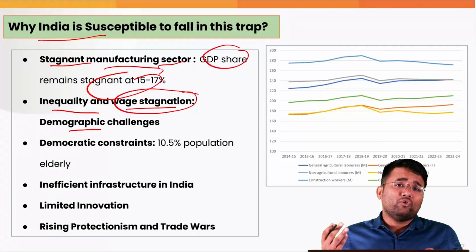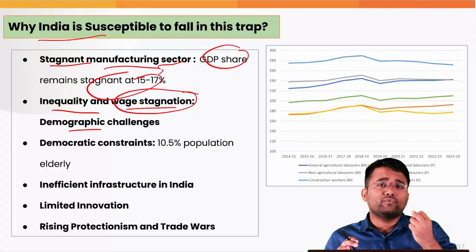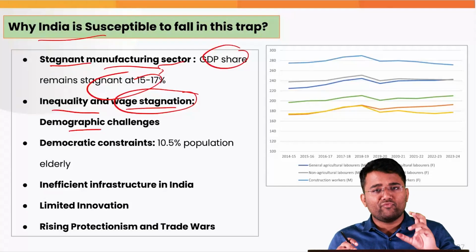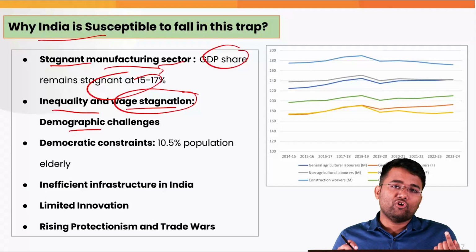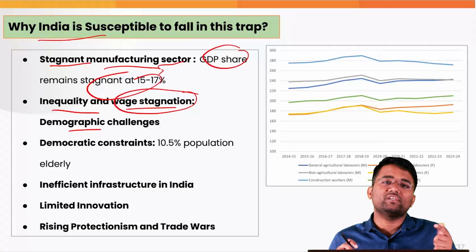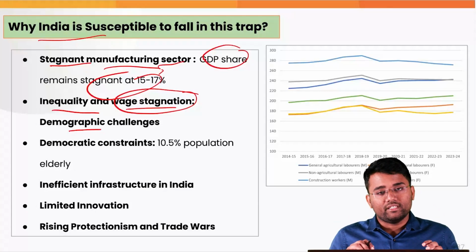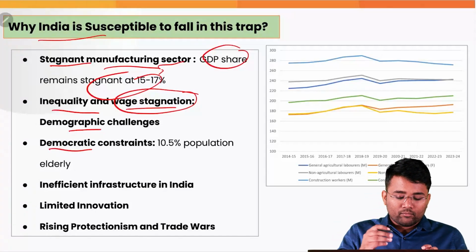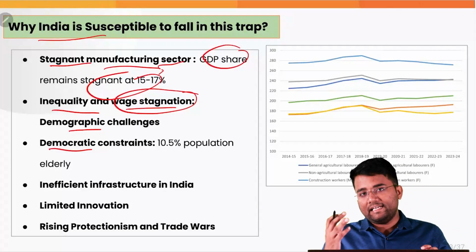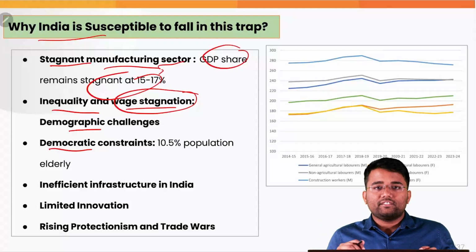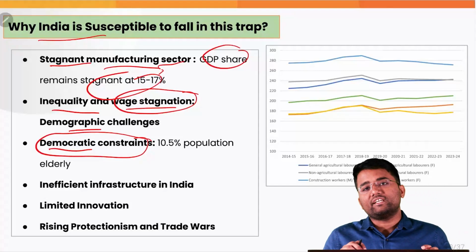So when the wages are not increasing and inequality is rising, the majority of the fruits of the GDP growth is cornered by a few persons. It is not helping people to improve their standard of living, improve their health and educational indicators. So their overall per capita income would not be increasing. Then the various demographic challenges. For example, 10% of the population is elderly, and we have talked that it is going to increase to at least 20%. Then the democratic constraints, various other democratic constraints.